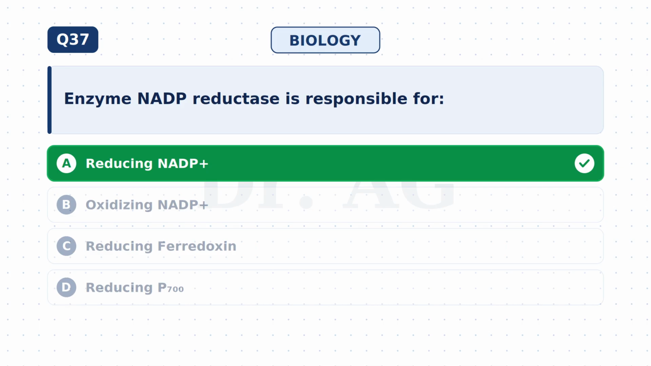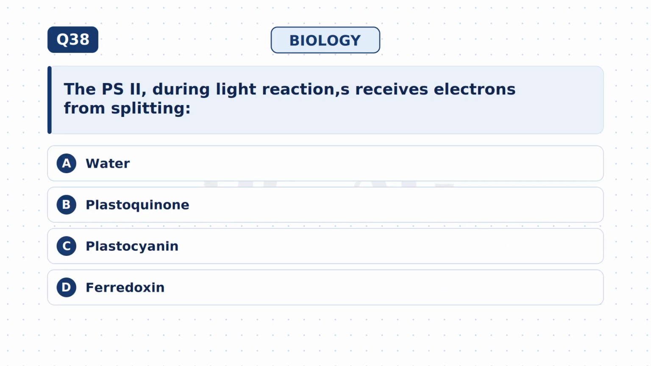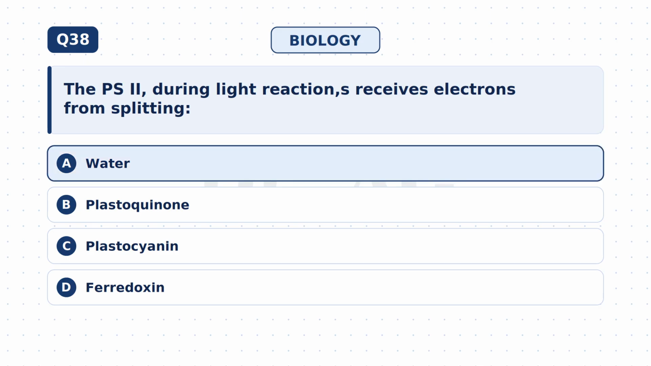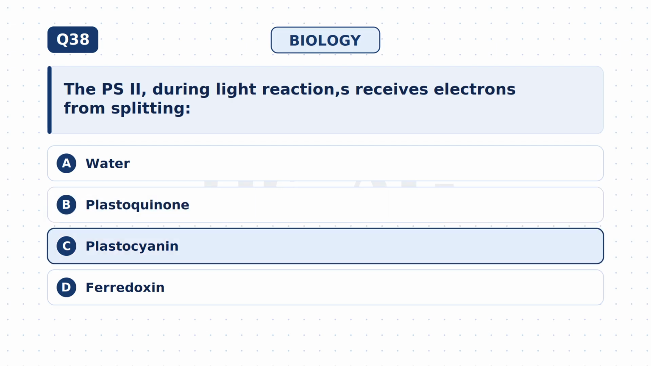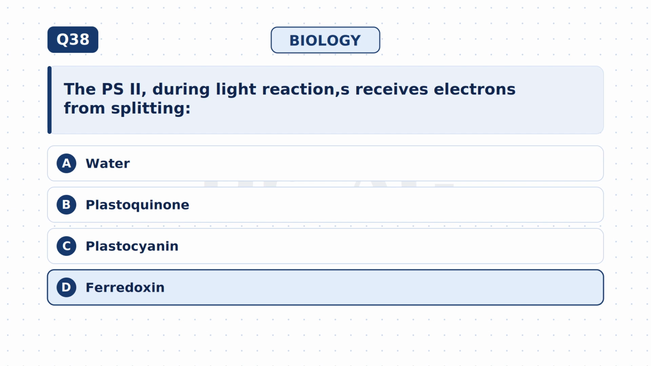The correct answer is A, reducing NADP+. Question 38. The PS2, during light reaction, receives electrons from splitting: Option A, water. Option B, plastoquinone. Option C, plastocyanin. Option D, ferredoxin.